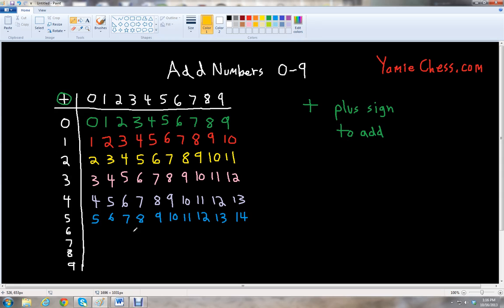Okay, so let's do the 6s. 6 plus 0 is 6. 6 plus 1 is 7. 6 plus 2 is 8. 6 plus 3 is 9. 6 plus 4 is 10. 6 plus 5 is 11. 6 plus 6 is 12. 6 plus 7 is 13. 6 plus 8 is 14. And 6 plus 9 is 15.